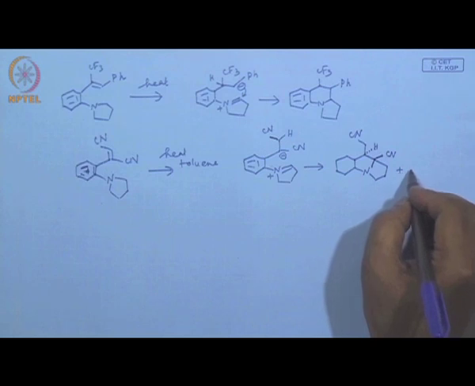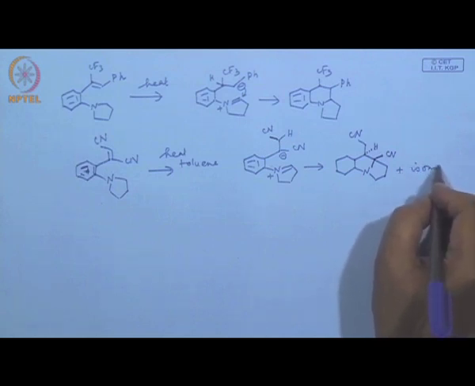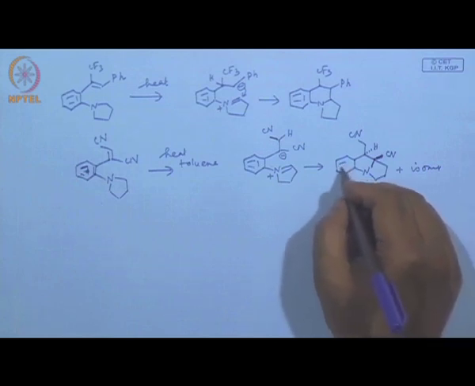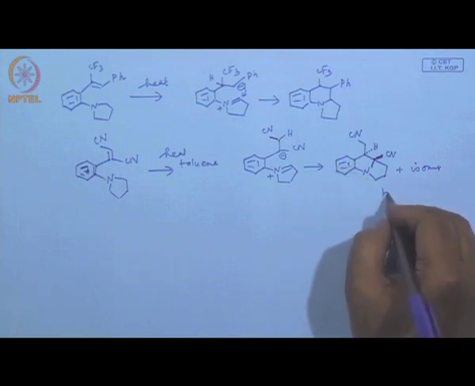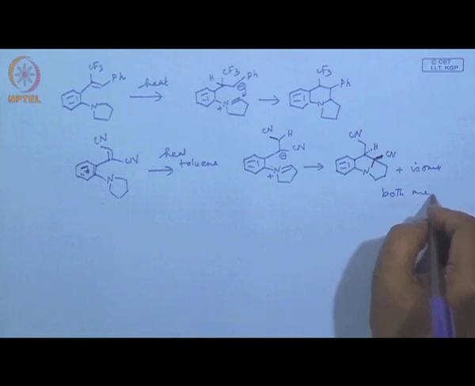cyano. So, there are other isomers, and you can have cis and trans. That means, in this reaction, both the isomers are formed, both are formed. Okay.